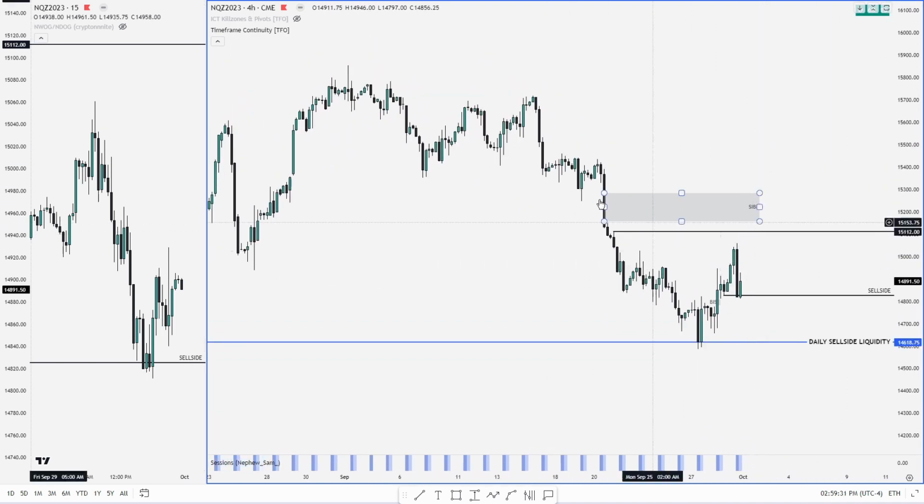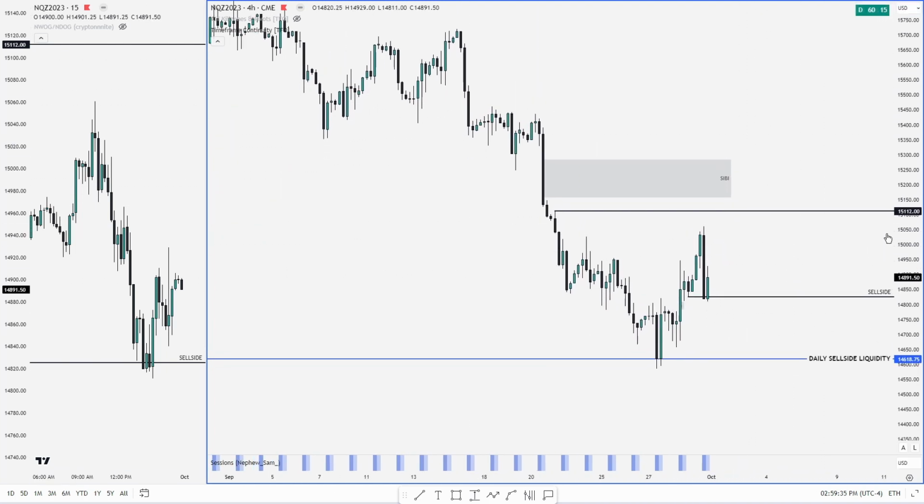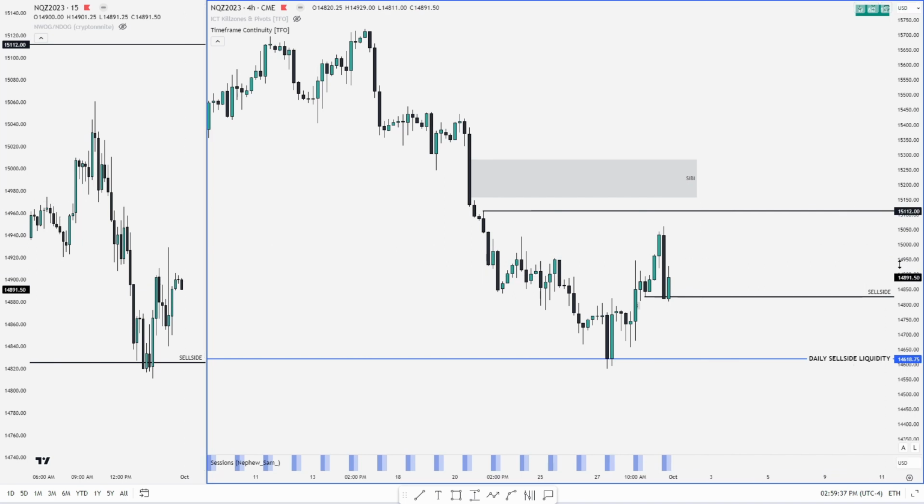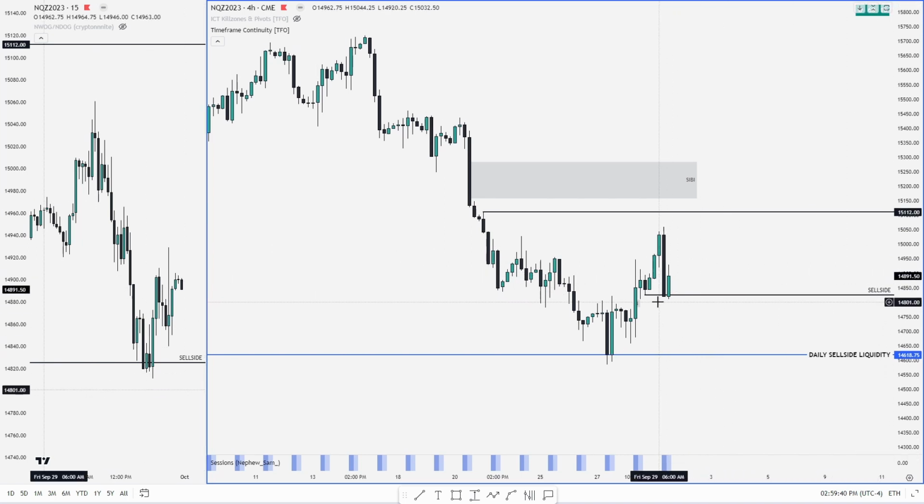This is because there's more weight regarding the higher time frame liquidity points and imbalances. And if you use that in tandem with the lower time frame, you'll have a higher chance of succeeding with your lower time frame models.